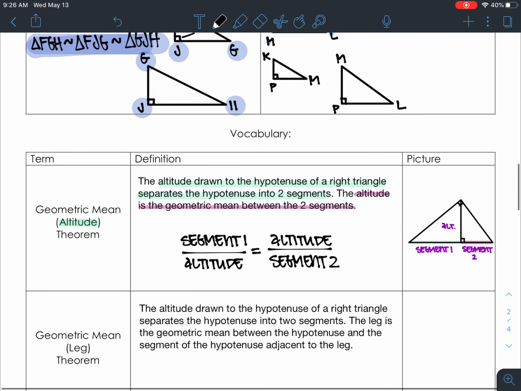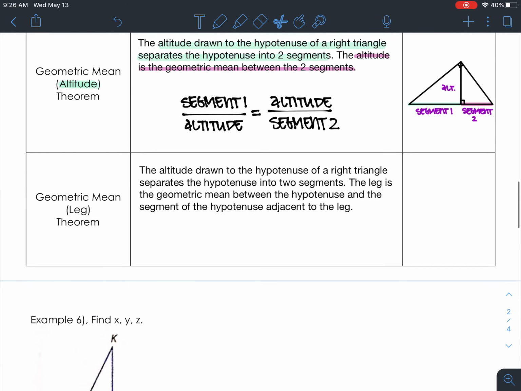Okay, so that's our first formula, all right? The geometric mean of the altitude theorem is segment 1 over altitude is equal to altitude over segment 2, okay? All right, so here's what I want you to do. For this next picture, I actually want you to copy and paste our picture here, and we're going to put it in this box right here.